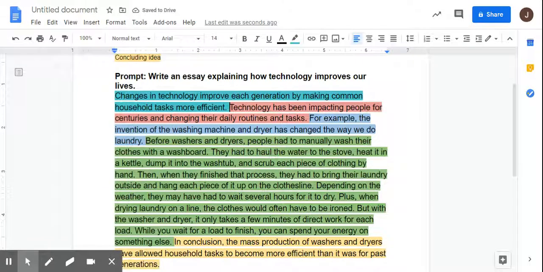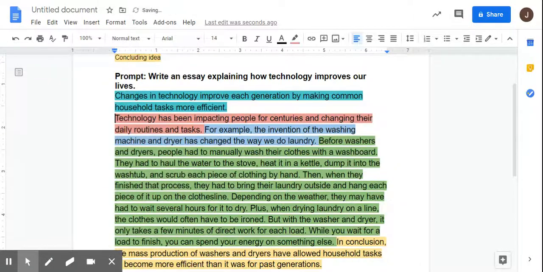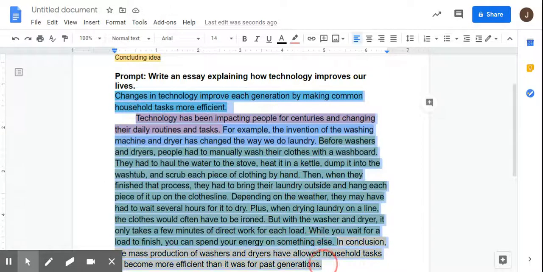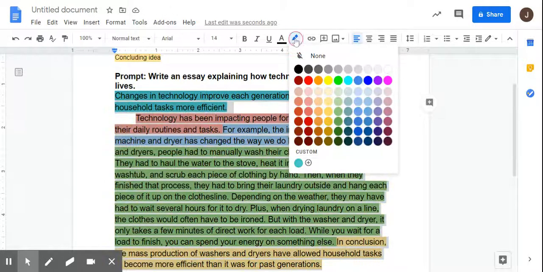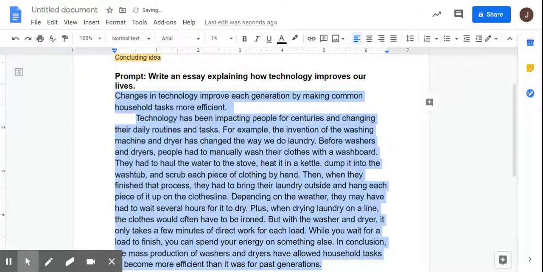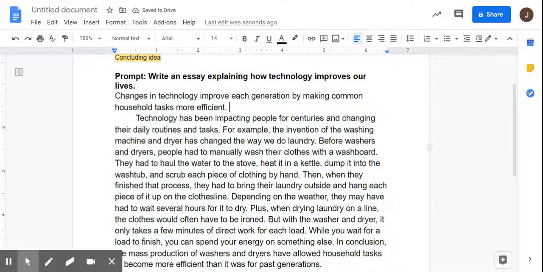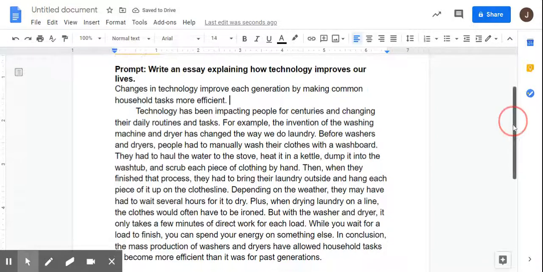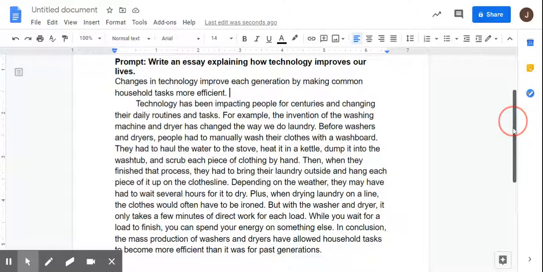I just remembered that this was my thesis statement, so I want to keep that separate from my first paragraph. And then remember that each paragraph is always indented, so I'm going to tab over there. And then I'm going to highlight all of this, come up to my highlight button and hit none. And that will make it a little bit more cohesive and put together like a normal paragraph.